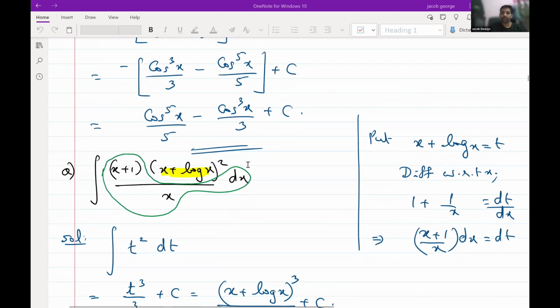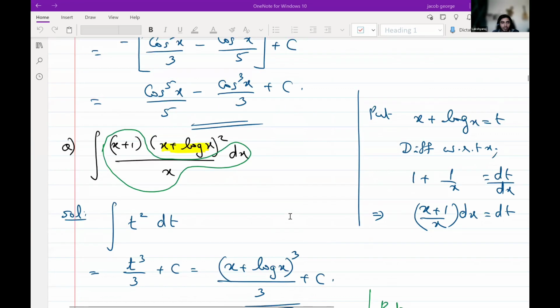And this is a simple question. x plus log x is t. Then when we take the derivative, we get 1 plus 1 by x. That means (x plus 1) by x dx is dt. Okay. Yes, sir.